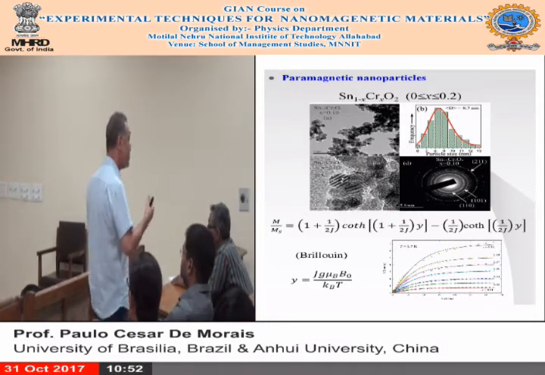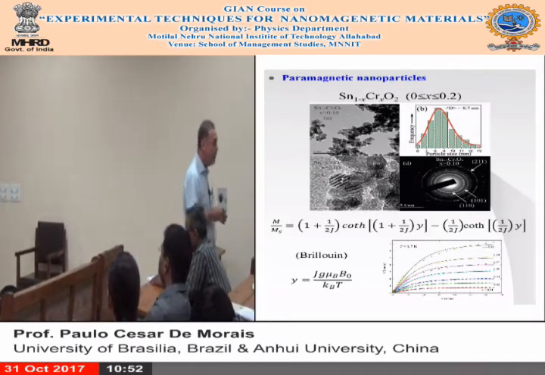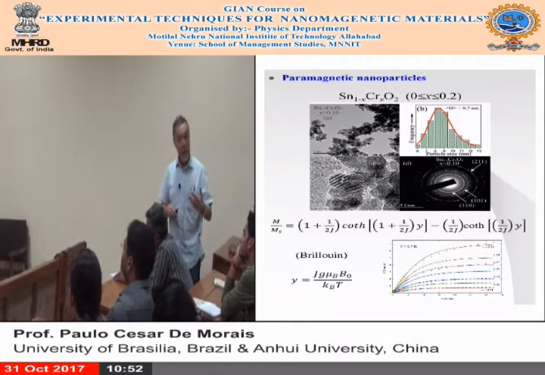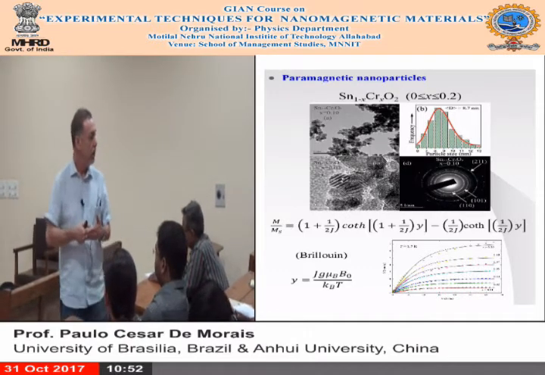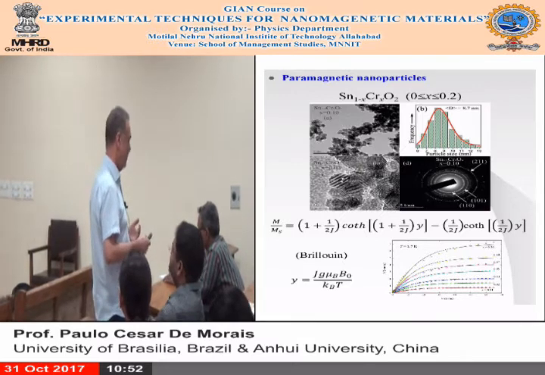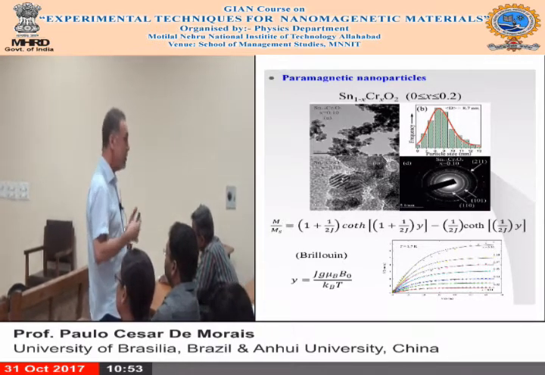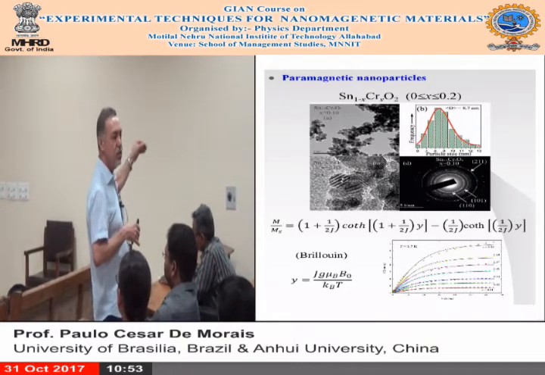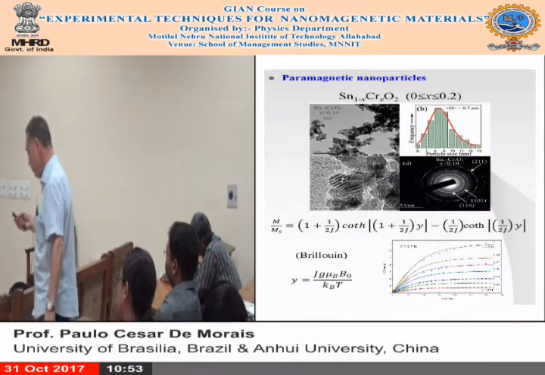Because chromium oxide, Cr2O3, is antiferromagnetic. And maybe if you force the system to accept a higher concentration of chromium doping, the system doesn't like it. What happens usually is phase separation. So we have another phase in your system. And that is what happened in this case, actually. At the end, we found this.